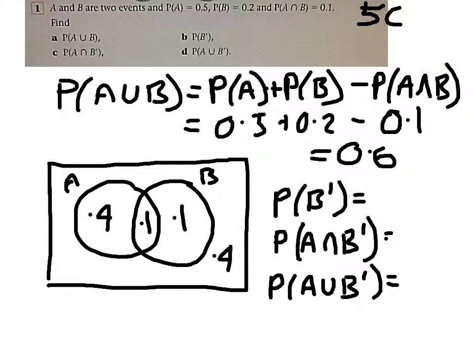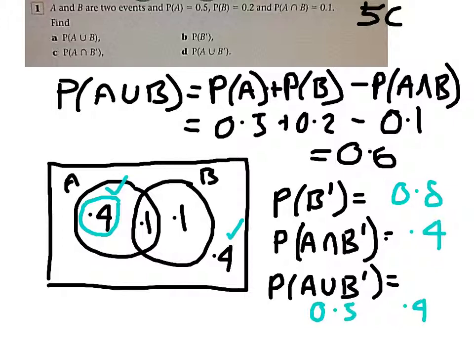So the probability I'm not in B will be the 0.4 there and the 0.4 there, which is 0.8. The probability that I'm in A and not in B would be this bit here. I've got to satisfy two conditions: I'm in A, but I'm not in B, so I can't have the 0.1. So 0.4. And then finally, I'm in A or I'm not in B. So I can be in A, which is 0.5, and I can be not in B, which is 0.4. So it comes out as 0.9.